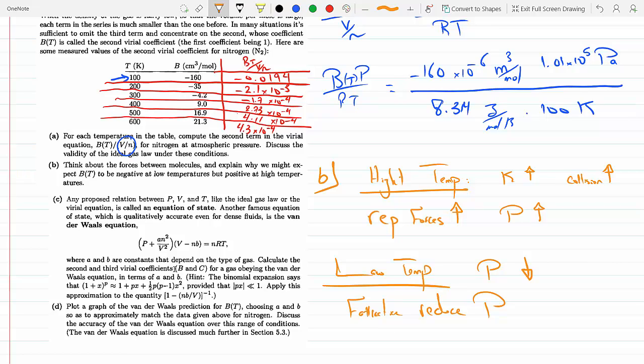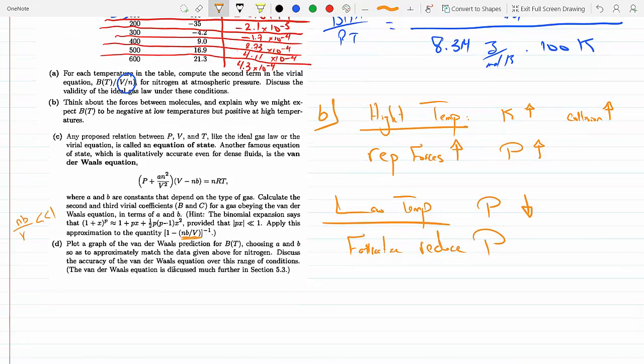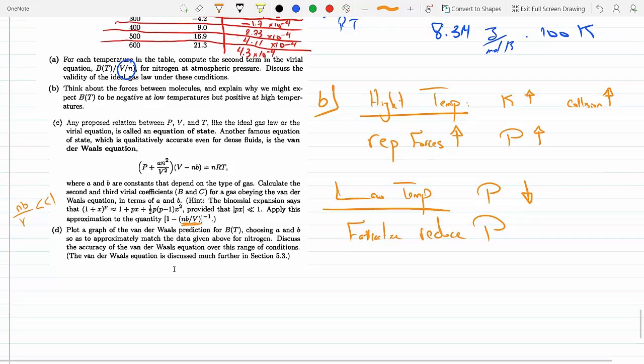And he does give you a hint here. He does kind of inform you that the moles times B is much smaller than the volume, which makes NB over V very small. And he tells you to do an expansion because that's the only condition where the expansion is valid, is for this to be very small. So NB over V is much less than 1. And so that's enough to give you a starter on where to begin.